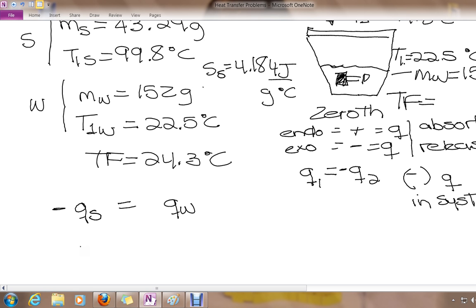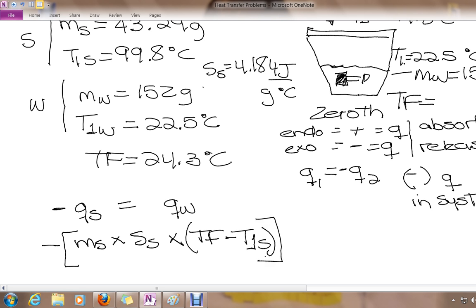So let's plug in the formula. Minus, and let's leave the negative sign, the mass of the solid, multiplied by the specific heat of the solid, that's what we're trying to find out, multiplied by the final temperature, TF, minus the initial temperature of the solid, equals the mass of the water. But there's no negative sign here, plus multiplied by the specific heat of water, multiplied by the final temperature minus the initial temperature of the water.